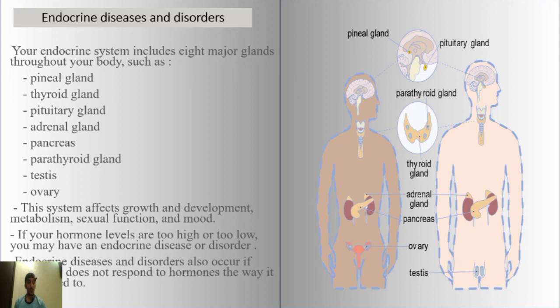This system affects the growth and development, metabolism, sexual function, and mood. If your hormone levels are too high or too low, you may have an endocrine disease or disorder. Endocrine disease and disorder also occur if your body doesn't respond to hormone the way it's supposed to. And here is a picture that shows you all the 8 major glands throughout your body.